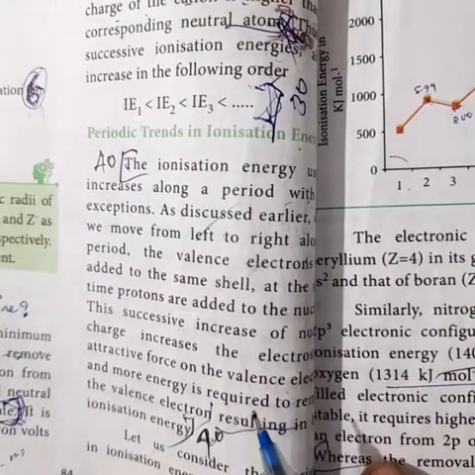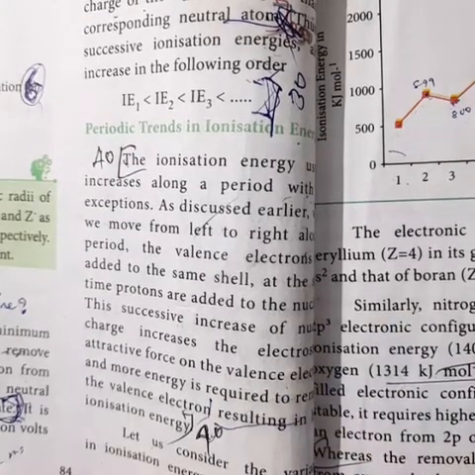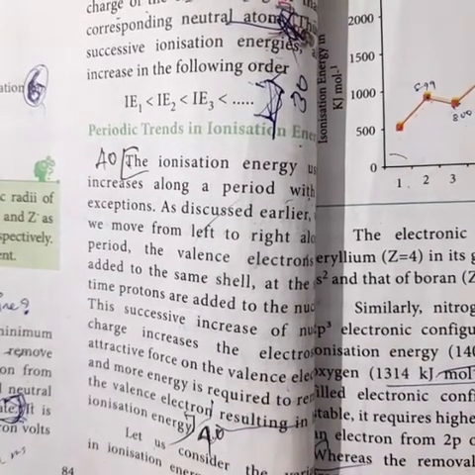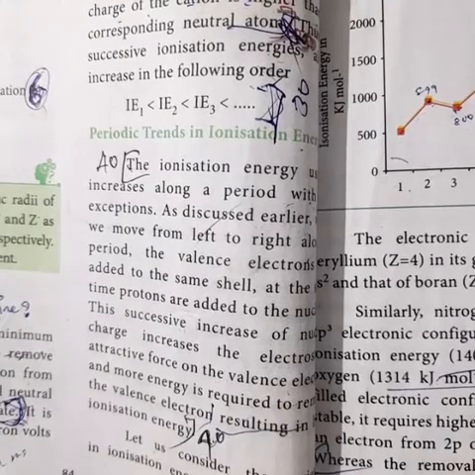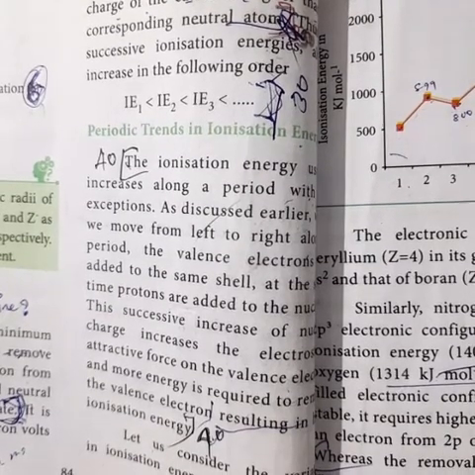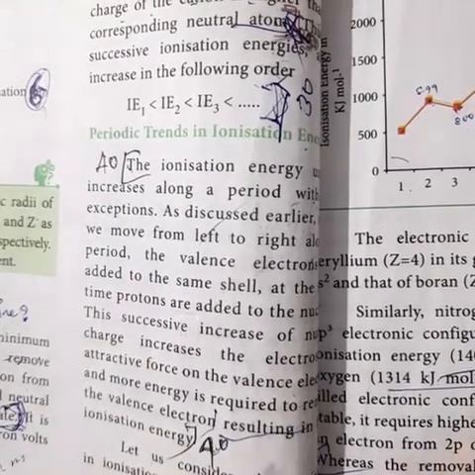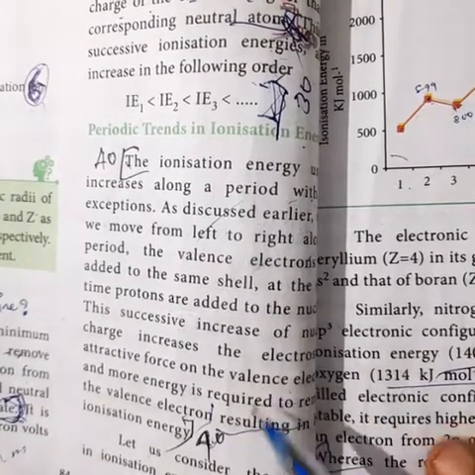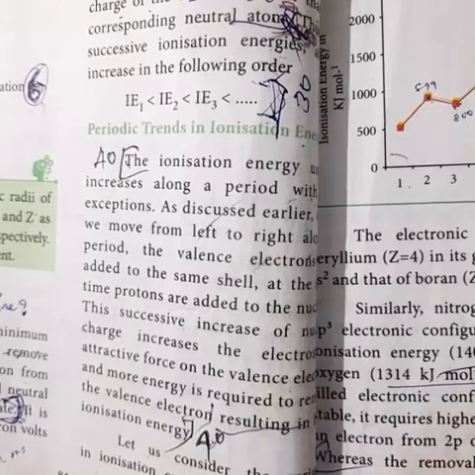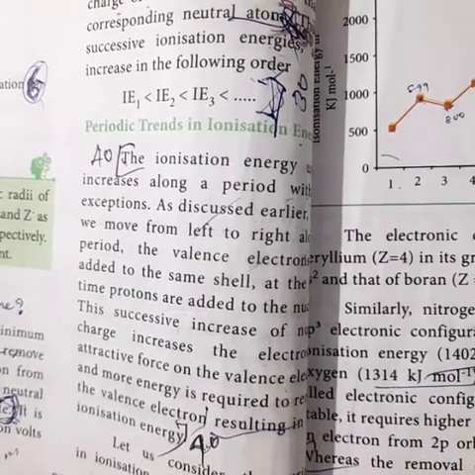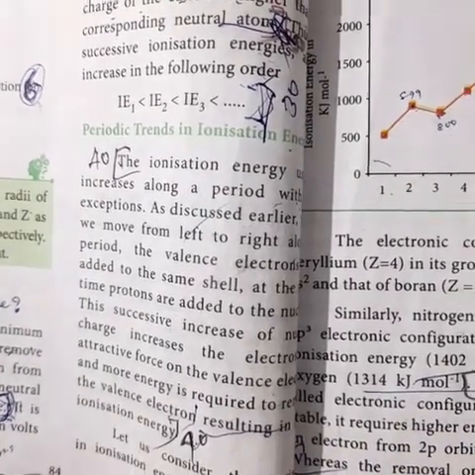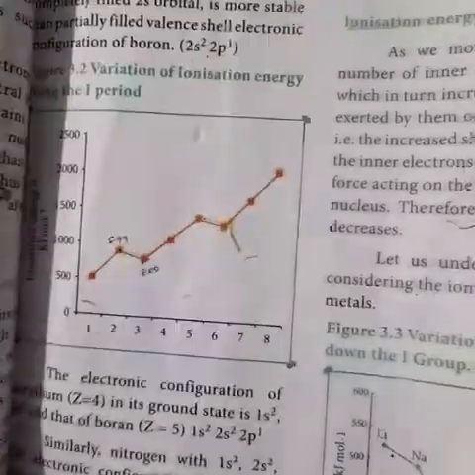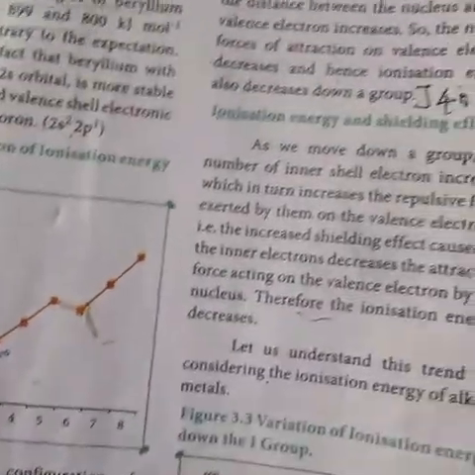So the atomic size decreases. When we are removing an electron from the outermost orbit, we should give high energy, and that is called ionization energy. So ionization energy will be high. Okay, understood?